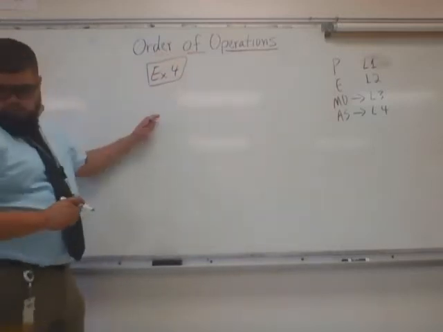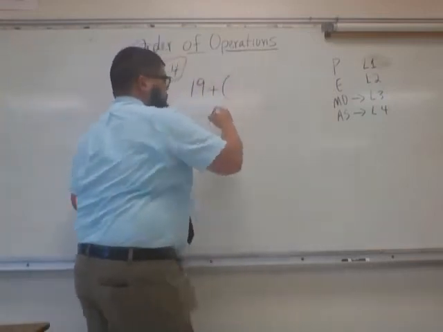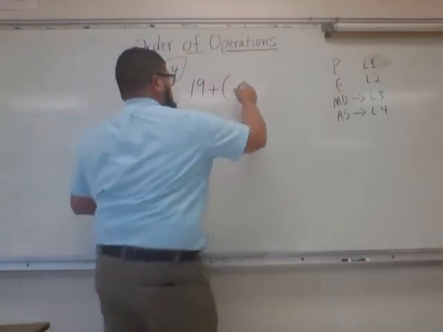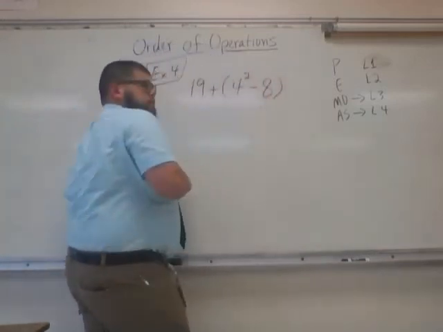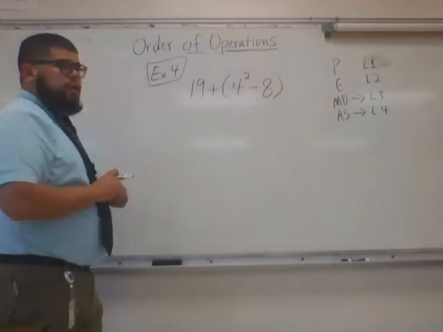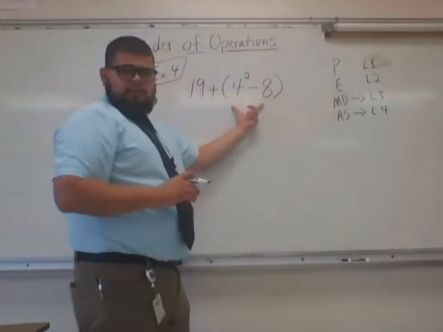All right, example number 4, we have 19 plus open parentheses, 4 to the second power minus 8. Okay, so we're on example number 4. So again, level 1, do we have any parentheses? Yeah, we got parentheses. Let's work.